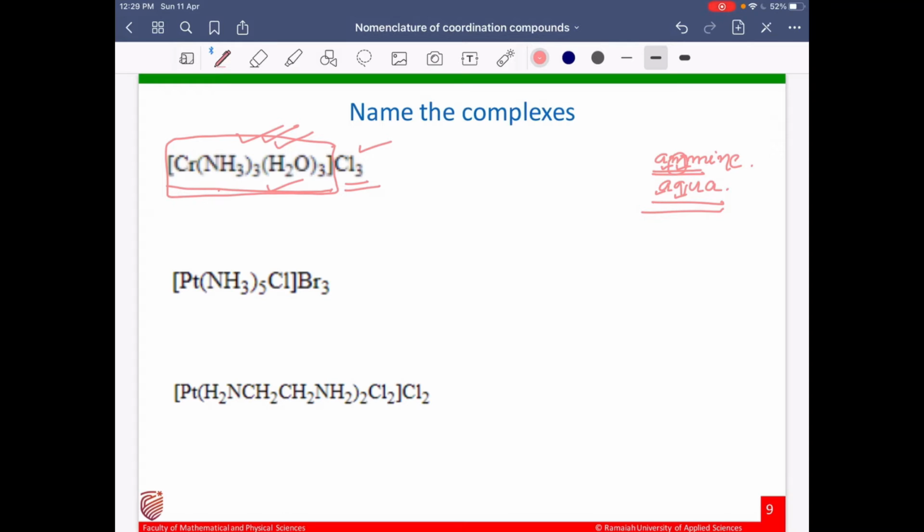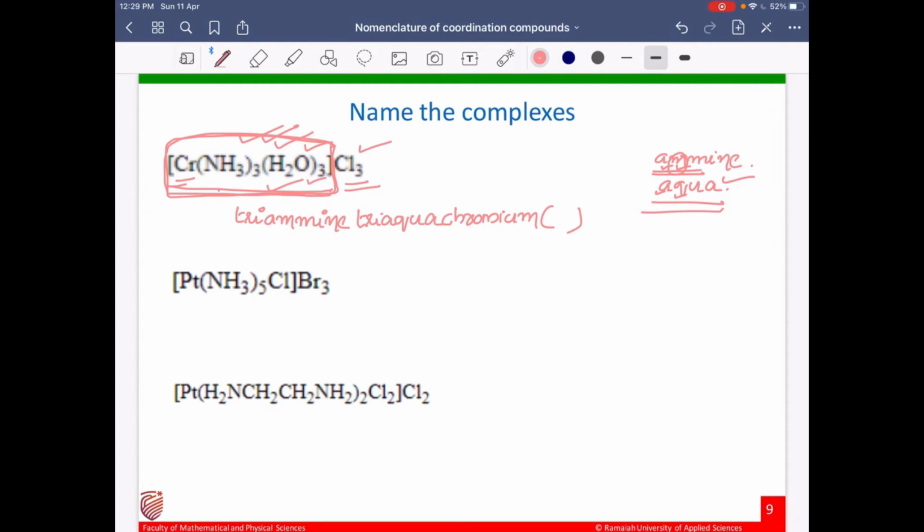How many ammines are there? Three. Three means tri. So we should start with triammine. Then water: the ligand name is aqua. How many aqua groups? Three. So it is triaqua. After that, we have to write the name of the metal. The metal is chromium. Here, chromium is part of the complex ion, which is a cation, so we can write the name as such. Chromium. Next step, we have to put the Roman numeral based on the oxidation state of chromium.